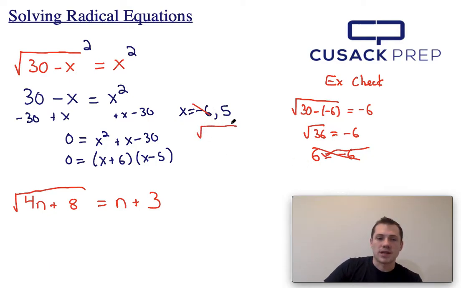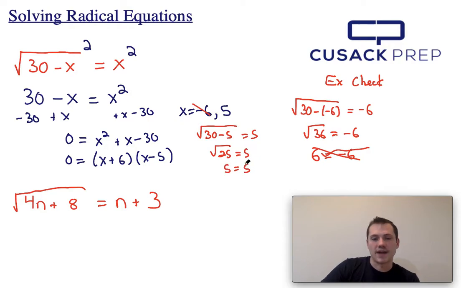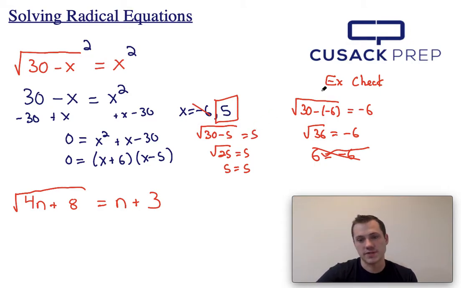On the other hand, if I plug in 5, I would have 30 minus 5 is equal to 5. Square root of 25 is equal to 5. And then I would just get 5 is equal to 5. So this one's going to work. So 5 happens to be our only solution for that problem. Let's take a look at another example.